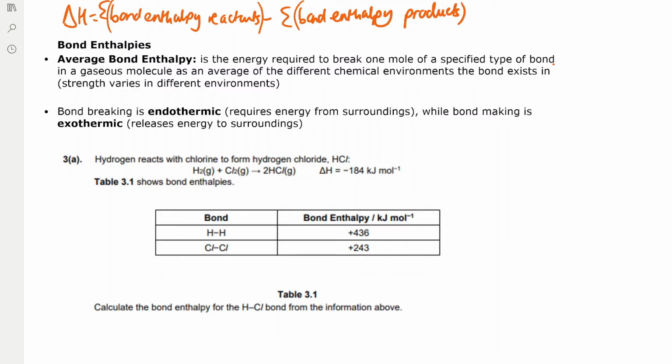We can calculate the enthalpy change of a reaction by subtracting the sum of the bond enthalpy of the products from the sum of the bond enthalpy of the reactants. So we have a definition here, which is the average bond enthalpy. And this is the energy required to break 1 mole of specified bond type in a gaseous molecule. And this is an average of the different chemical environments the bond exists in, because the strength of bonds varies in different chemical environments. So for example, the strength of a carbon-carbon double bond might vary depending on the different bonds and different atoms around the carbon-carbon double bond. Note that bond breaking is endothermic, because it requires energy from the surroundings, and bond making is exothermic because it releases energy to the surroundings.